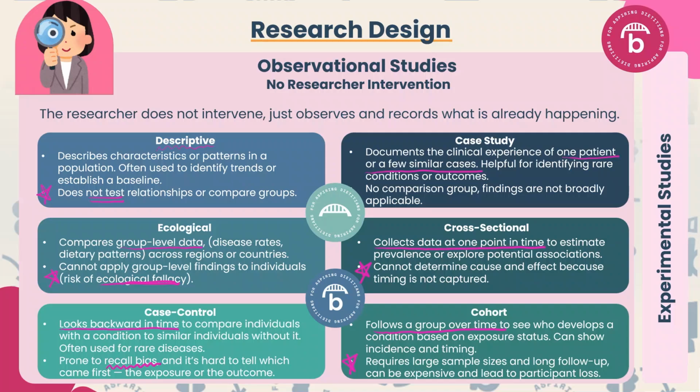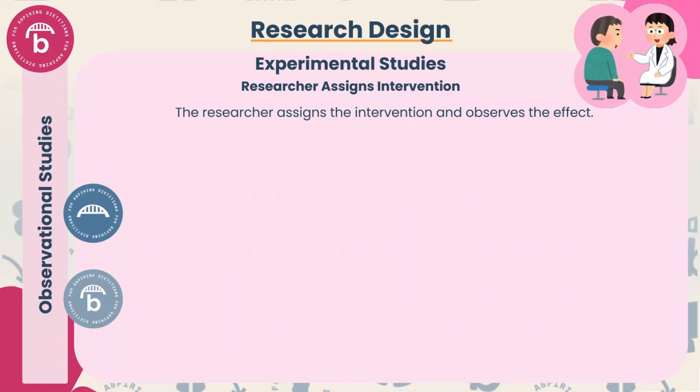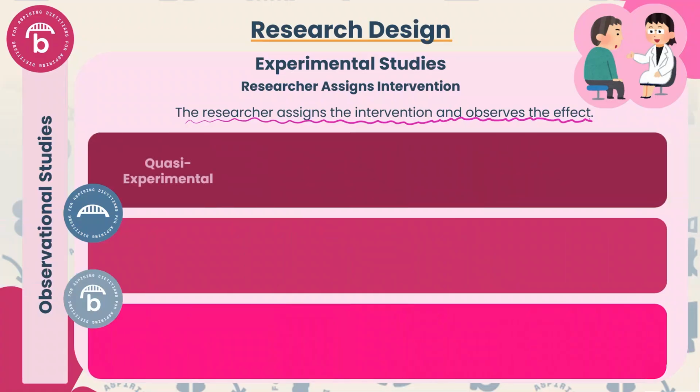The way we address these issues is with experimental designs. Experimental studies are the gold standard for testing cause and effect relationships. Unlike observational studies, they assign a specific intervention, like a specific diet, supplement, or feeding protocol, and then observe what happens. The ability to manipulate variables is what sets experimental designs apart and makes them so helpful for drawing conclusions.